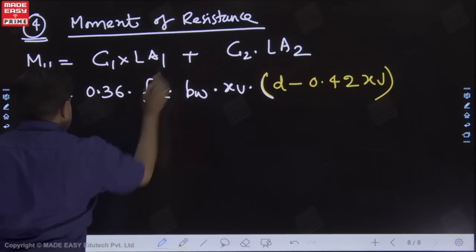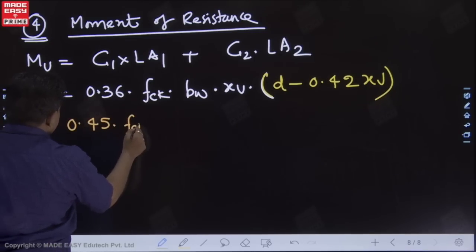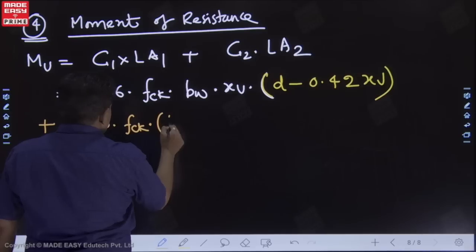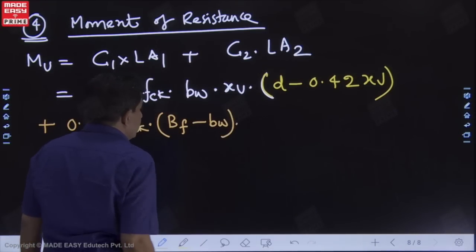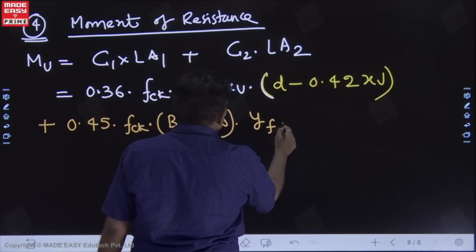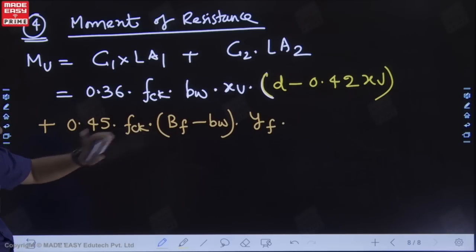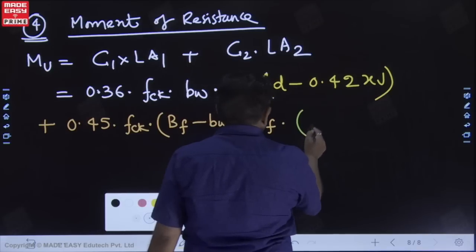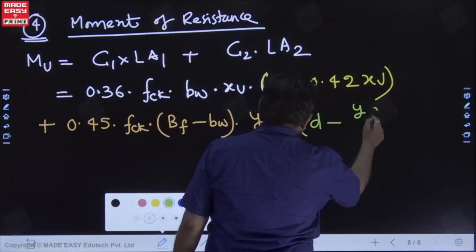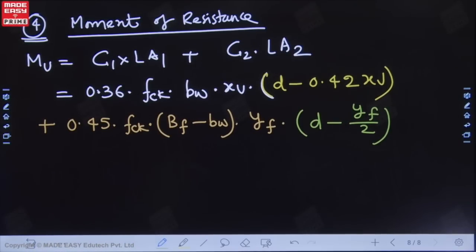See, the third is the C2 force. C2 force is 0.45 into FCK, the stress, into the width of the section for the flange, BF minus BW, into YF, because this is our YF case, so we will write YF. If it is the DF case, we will write DF. And the lever arm for this is D minus YF divided by 2. So you need the value of YF here before writing the next.